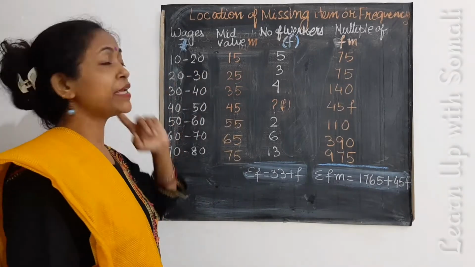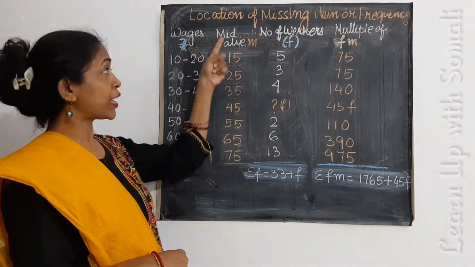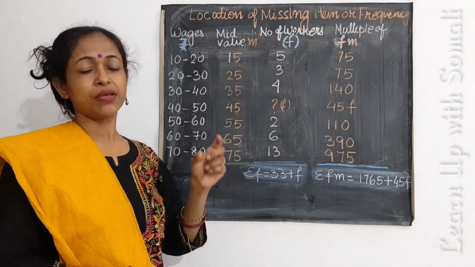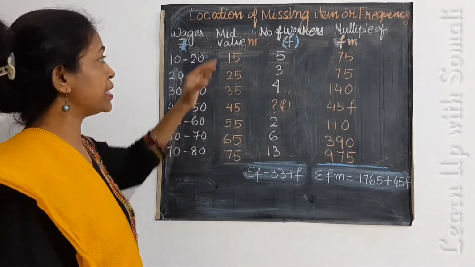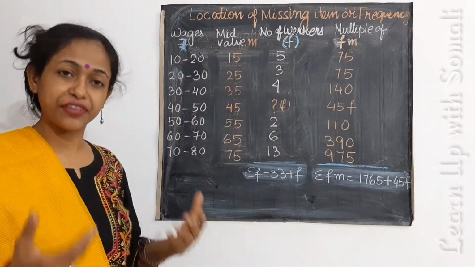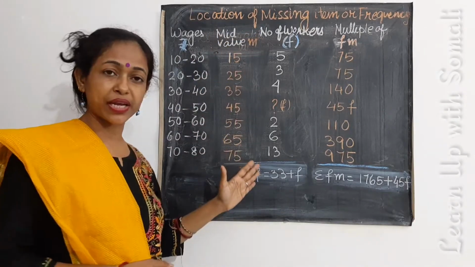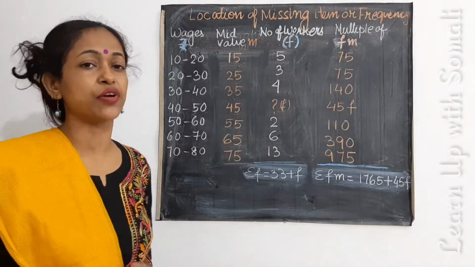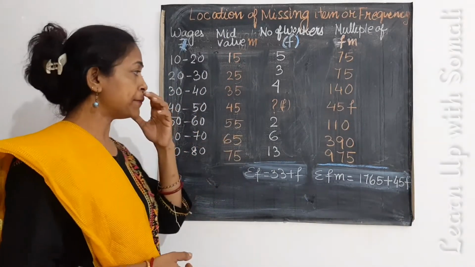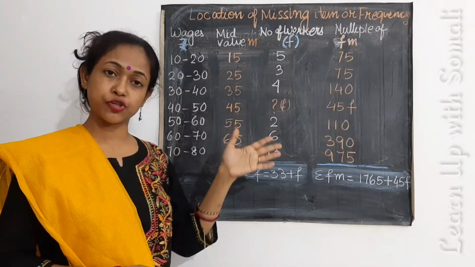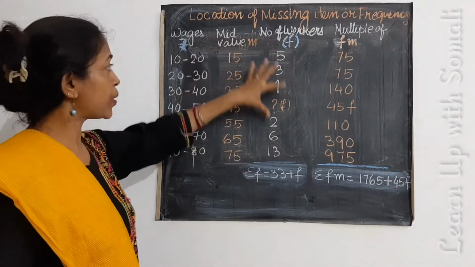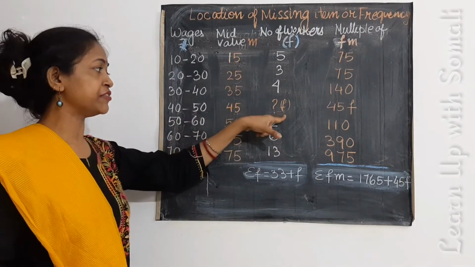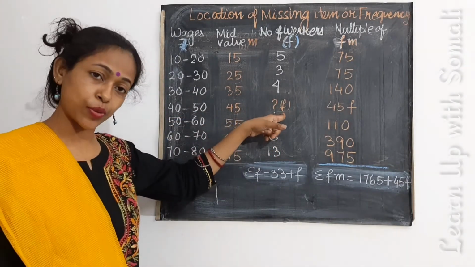Today, we will be doing how to locate missing item or frequency. Missing frequency. That means till now we have done that frequencies were given and correspondingly we have to calculate arithmetic mean. Now here, arithmetic mean will be given to you and frequencies will also be given, but in any class interval there will be a missing frequency.